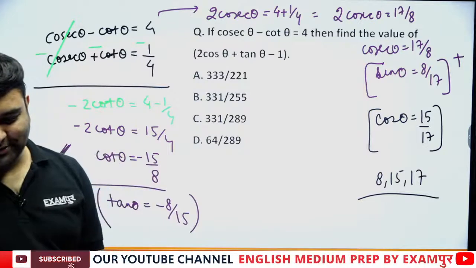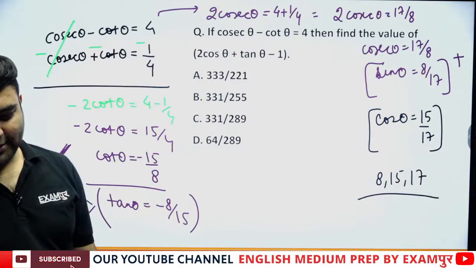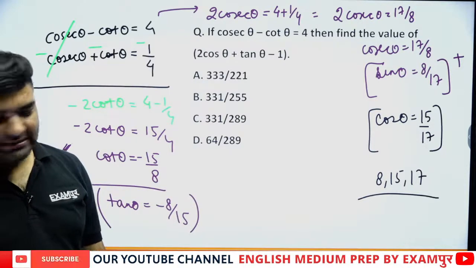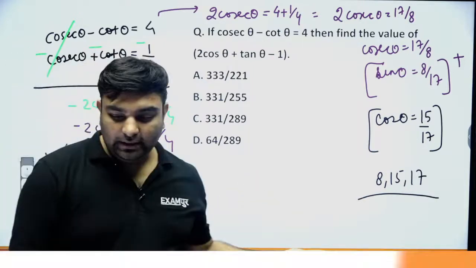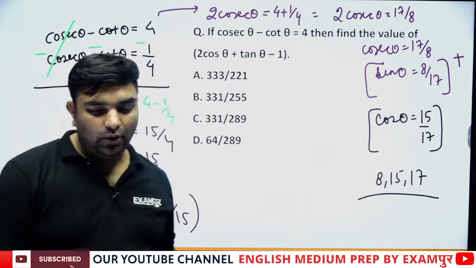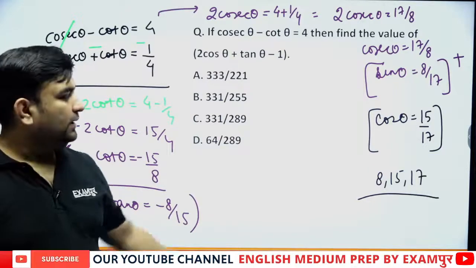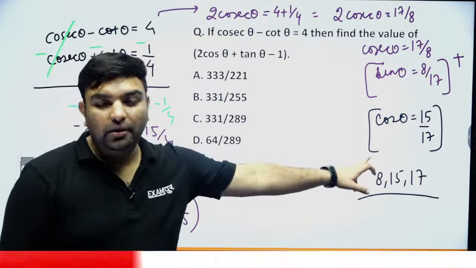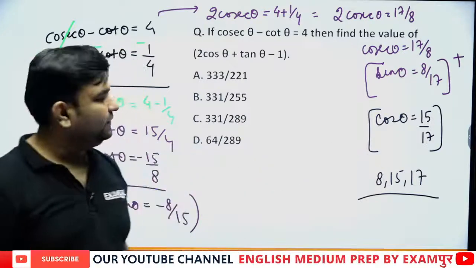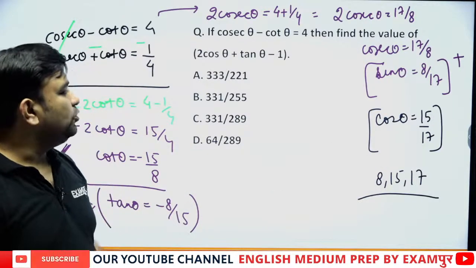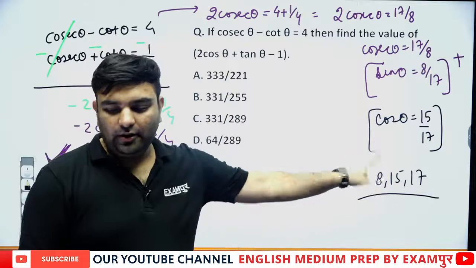Getting my point or not? What I'm trying to say, guys, is that here the quadrant is going to be used. You might not be aware that in the second quadrant, cos is negative.